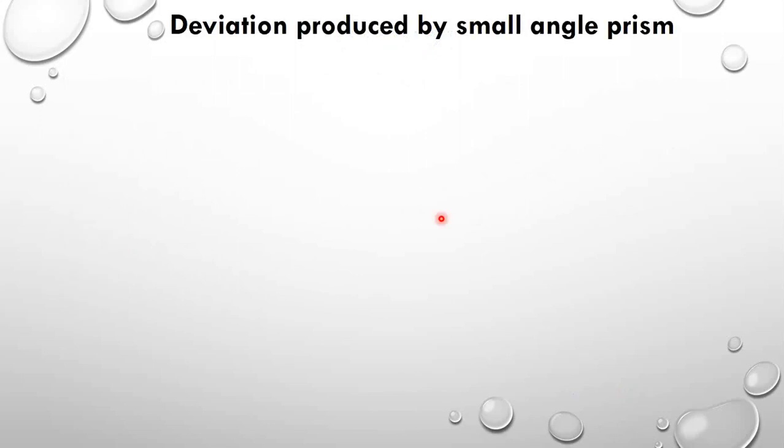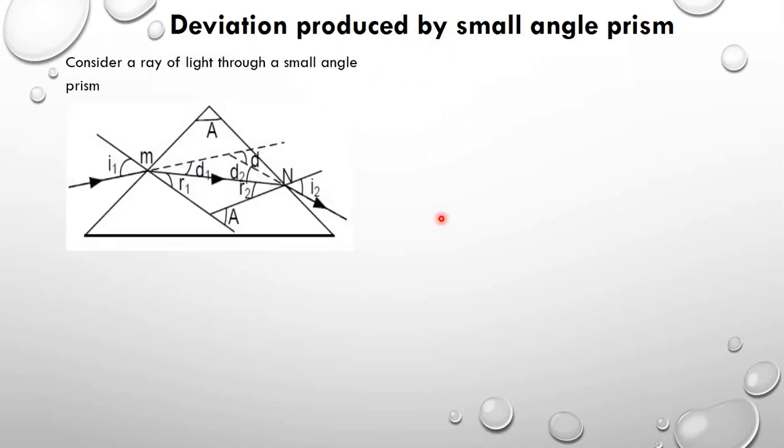So we are going to consider a ray of light through a small angle prism. For small angle prisms, it means that this A is a small angle, and I1 and R1 are also small angles measured in radians. Applying Snell's law at M, we shall have Na sine I1 is equal to Ng sine R1, but we know that Na is 1, which will give us sine of I1 is equal to N sine of R1, where N is the refractive index of this glass.